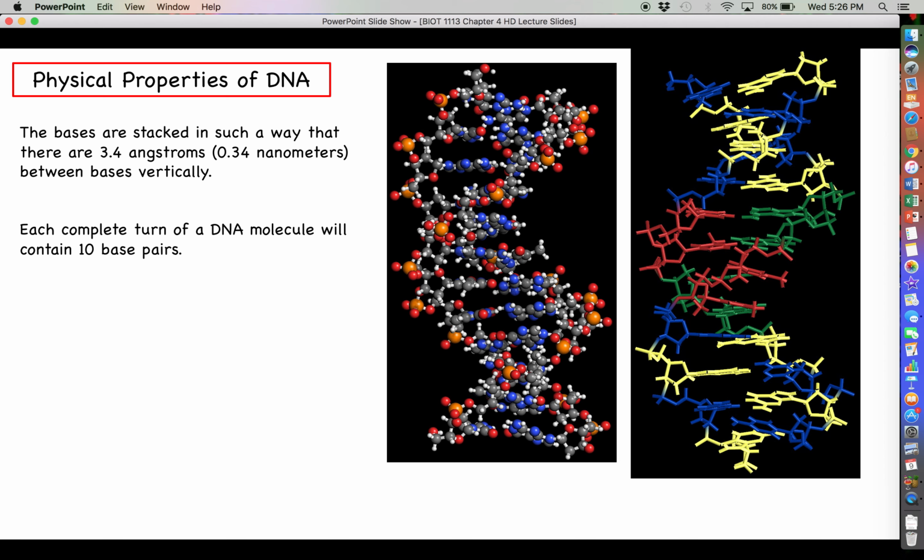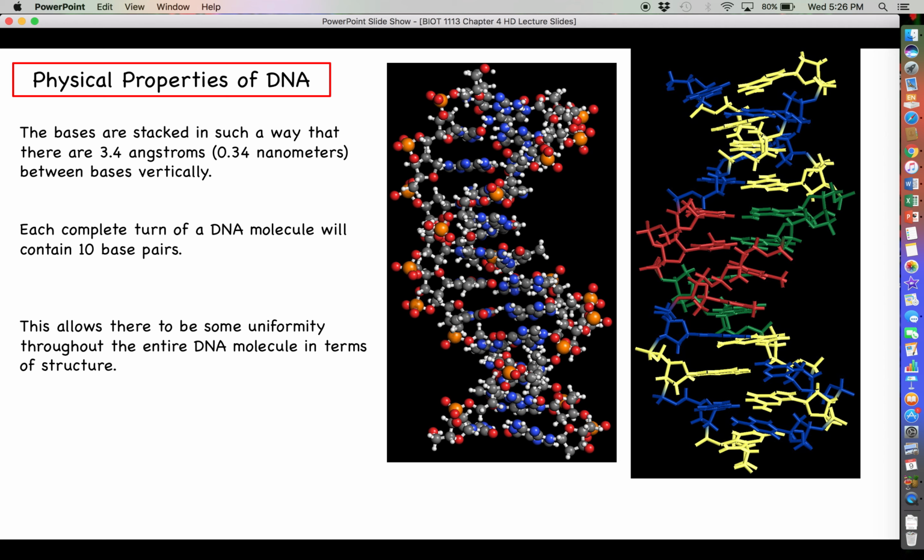Each complete turn of the DNA molecule, so as you wind around that helix one complete 360-degree turn, should contain about 10 base pairs. The reason it's good that we can predict these things is that it allows for some uniformity throughout the entire DNA molecule in terms of structure. A lot of molecular biology processes would not be as efficient if there were little fluctuations here and there throughout the DNA molecule. This uniformity allows different processes to happen the same no matter where on the DNA molecule they are happening.